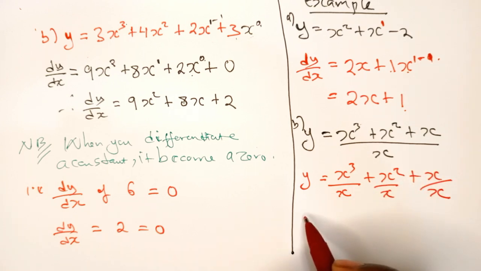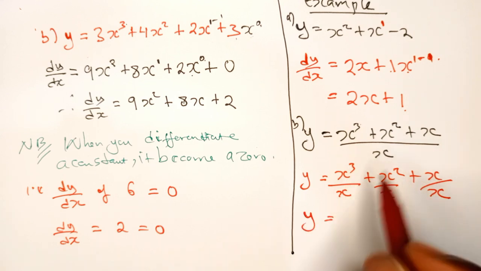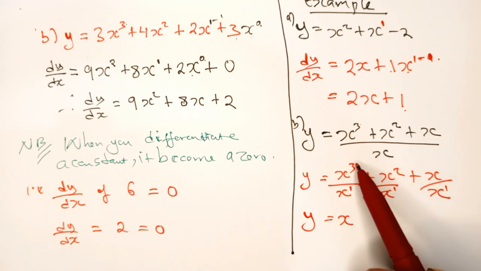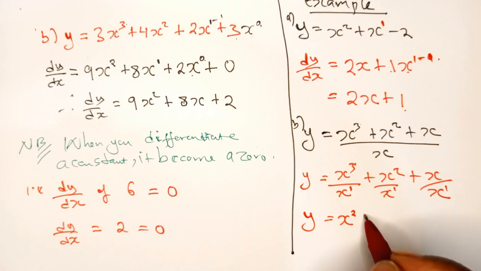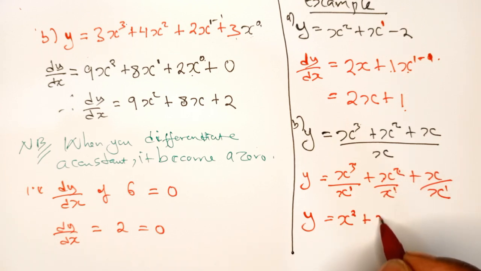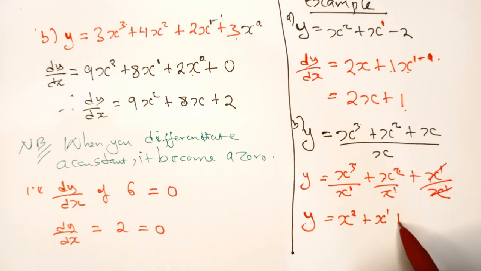So finally you're going to have y is equal to, simplified according to laws of indices, it's like 1 raised to 1 raised to 1. So this will be x, 3 minus 1 is 2, plus x squared, this is 2 minus 1, you get x raised to 1. Then this is like 1, so this one will cancel out, so we're going to remain with 1. So this is the same as y is equal to x squared plus x plus 1. Then after getting that, now is when you can differentiate.